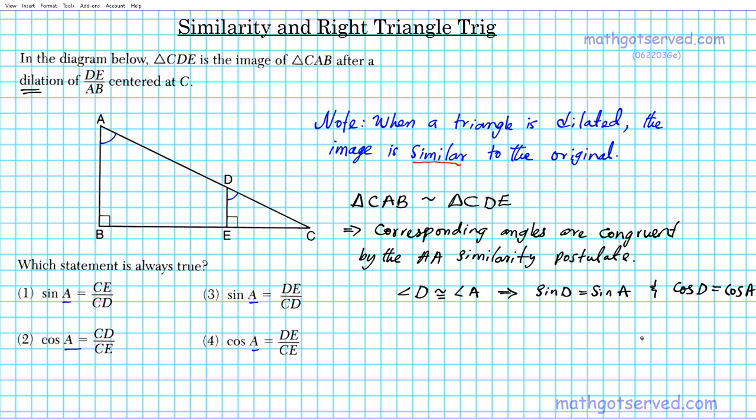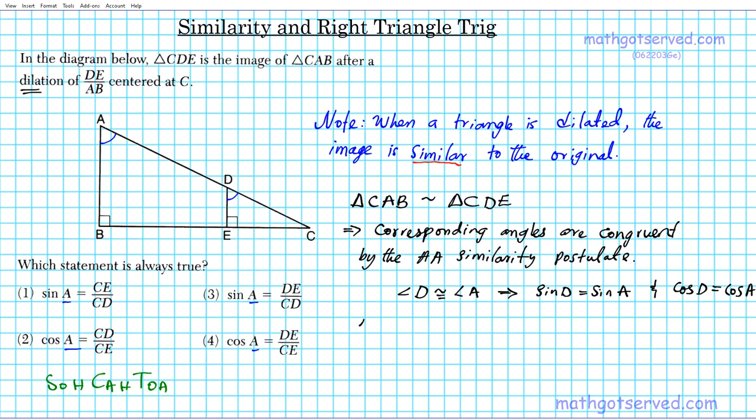All right, so now we're going to use right triangle trig to generate the ratios for sine D and cosine D, and then use that information along with these equations that we have here to generate sine and cosine A, and then we'll see which ratio is correct. So we're going to be using SOHCAHTOA here. We're just going to be using SO and CA. So let's start off with sine.